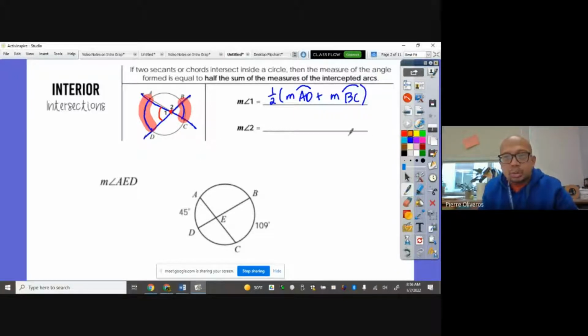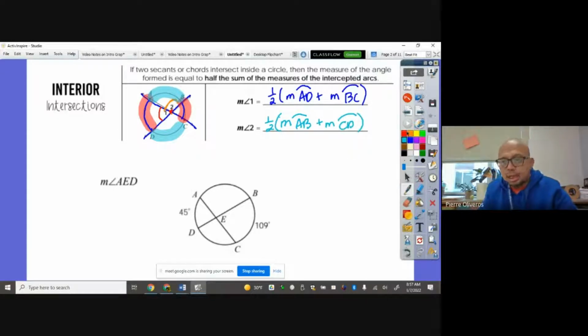And likewise with angle 2, it's going to be half of this arc and that arc there, if you get their sum. So it will be half of the measurement of arc AB plus the measurement of arc CD.